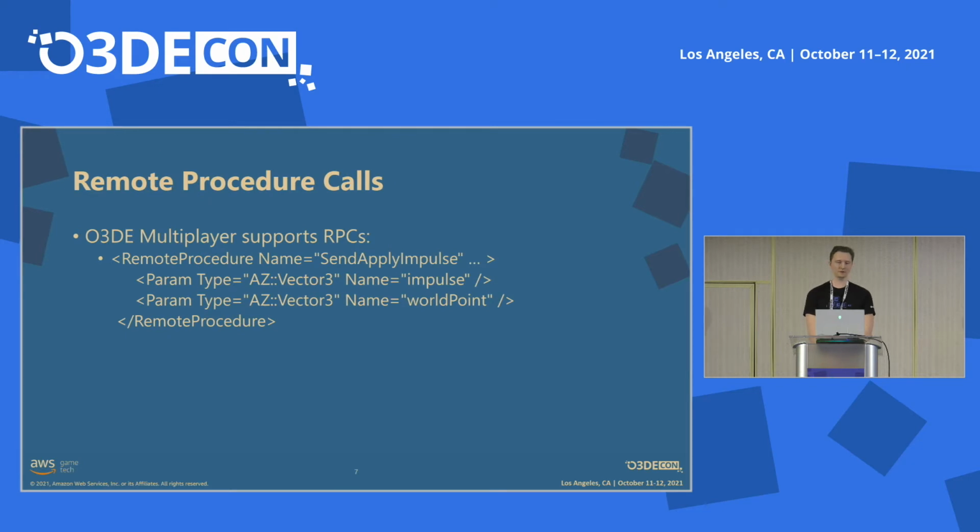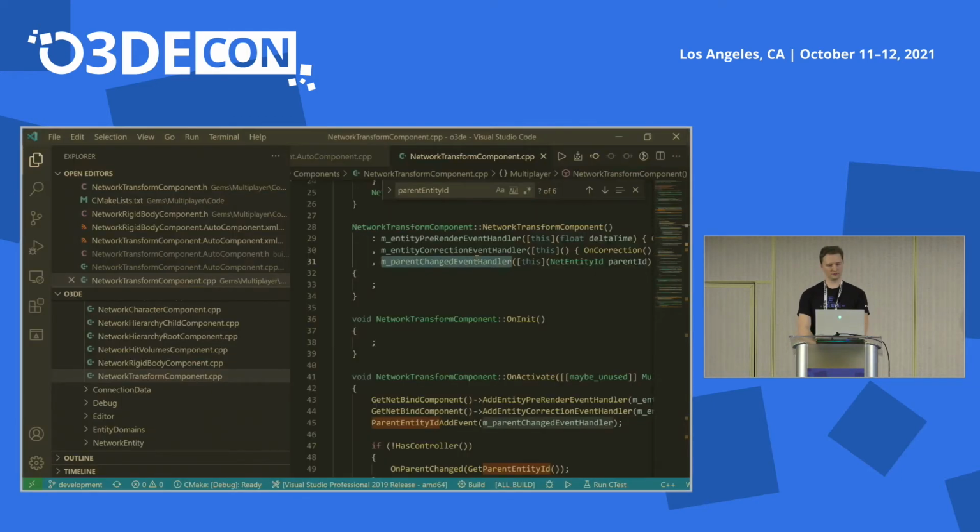The next and last feature we'll talk about for multiplayer components is remote procedure calls. In general networking, you want to either synchronize a field across, or you want to send actual specific messages. These are generally called remote procedure calls, and they are supported in the XML schema for a component. Let's take a look at one example.